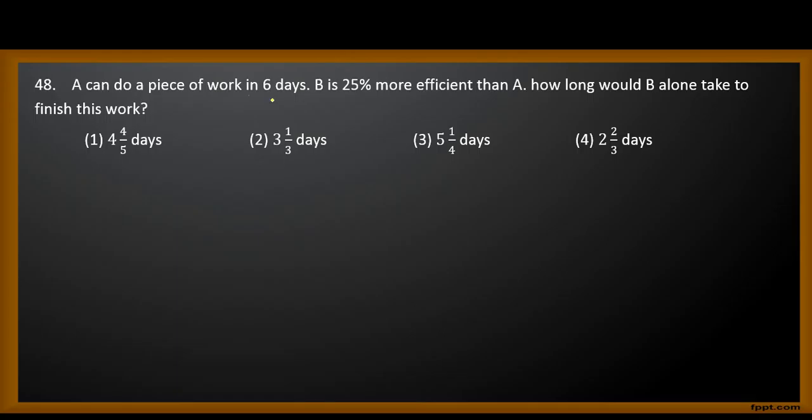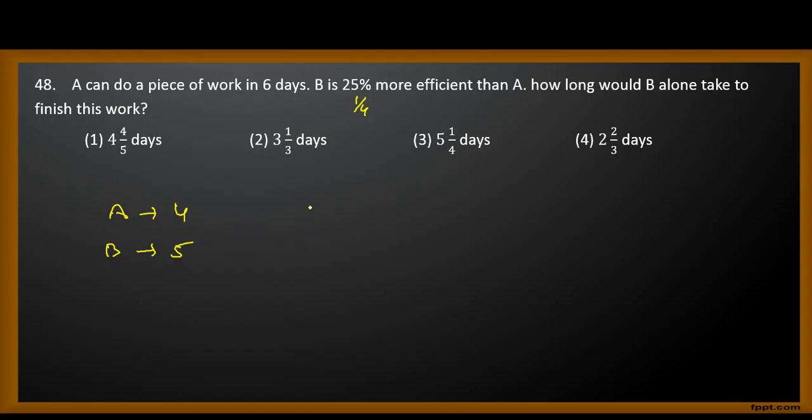A can do a piece of work in 6 days. B is 25% more efficient than A. How long would B take to finish the work? Now here, 25% more efficient. It means 25%, if you write in fractions, you will get 1 by 4. Assume that A does 4 units per day, then automatically B will do 5 units, because 25% of 4 is 1. 1 more than 4 means 5. B will do 5 units per day.